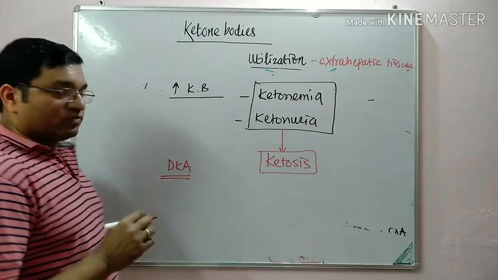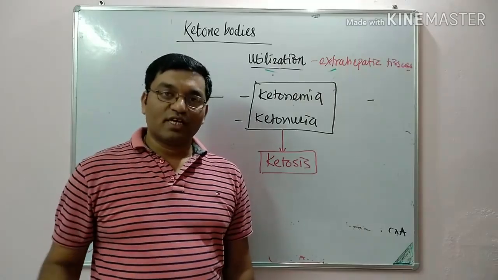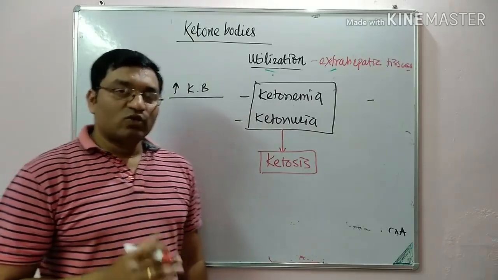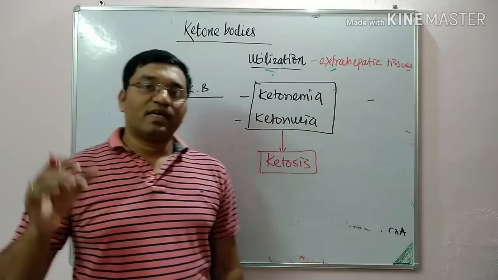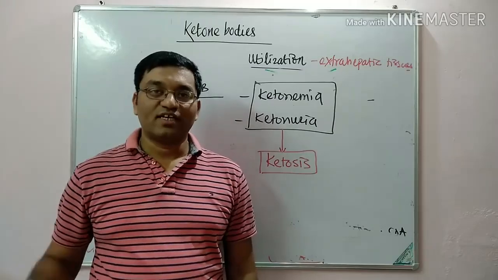So this is all about ketone body synthesis and their utilization. They are synthesized in the liver, especially the mitochondria of the liver, and utilized by the extrahepatic tissues. So this is all about ketone body synthesis and degradation.